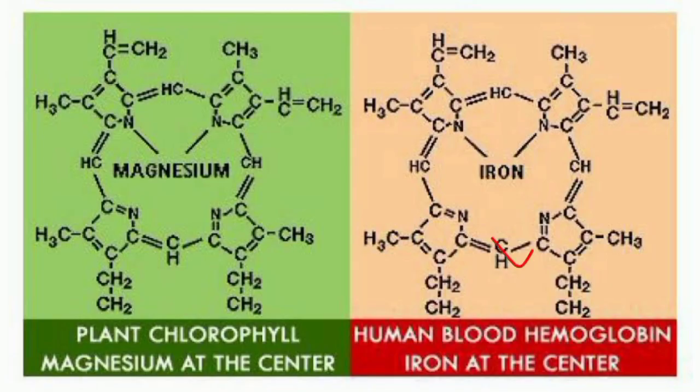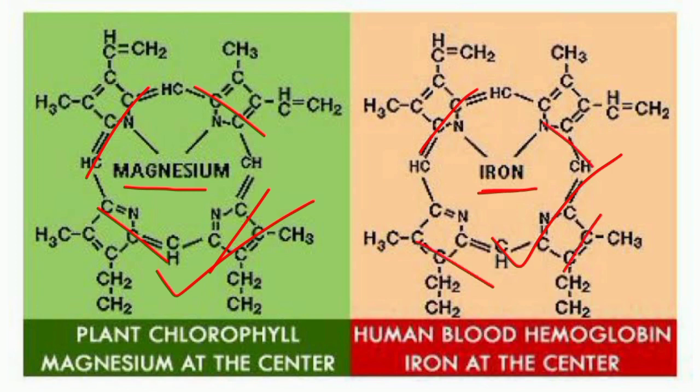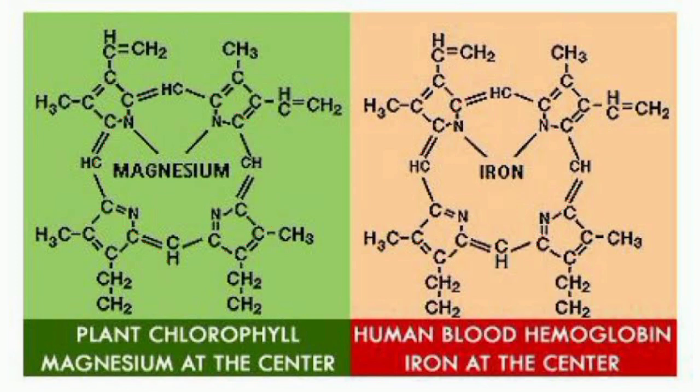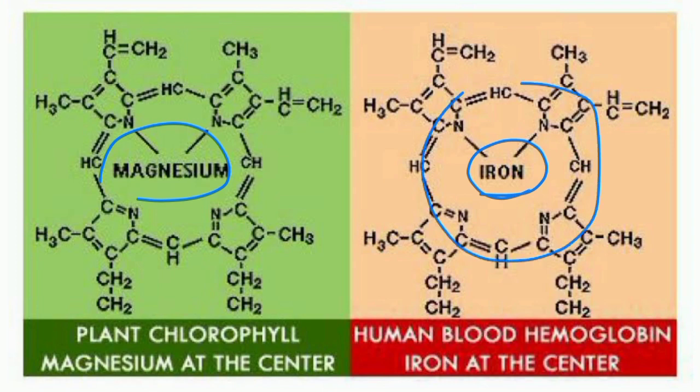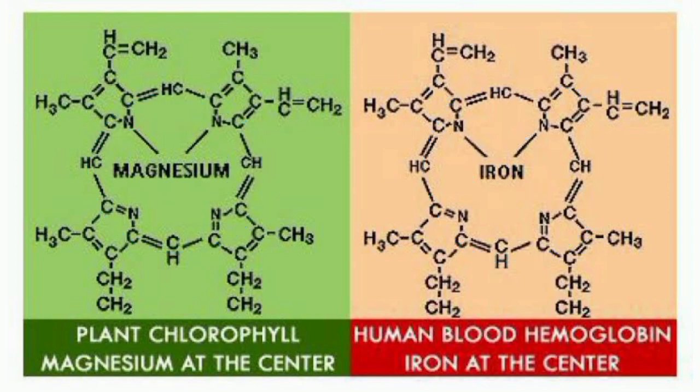Now this is the human blood hemoglobin, and this is the plant chlorophyll. You see, both have the same structure: there is an element inside, and there are rings, four rings, one, two, three, four, surrounding this element. In chlorophyll, that element is magnesium, and in human blood hemoglobin, it is iron. It is surrounded by the four porphyrin rings. So the structure is almost similar except for the central element.